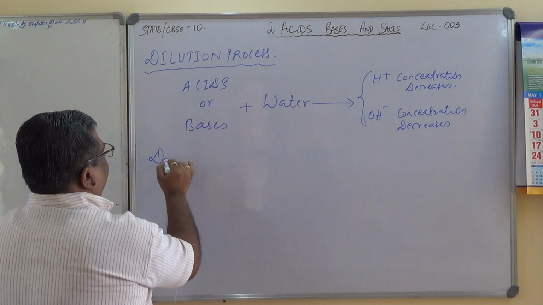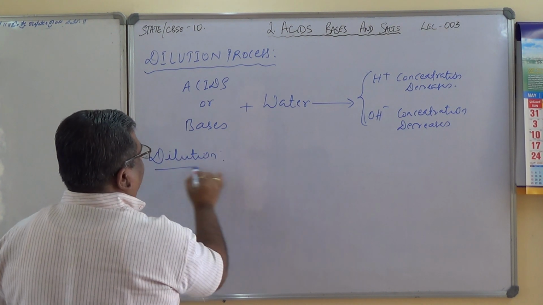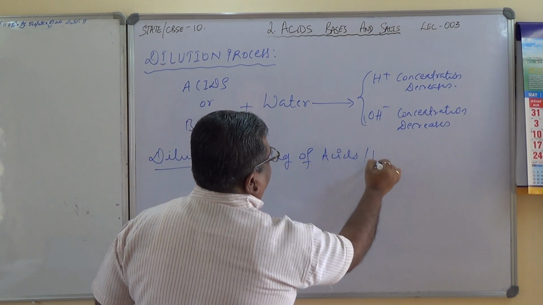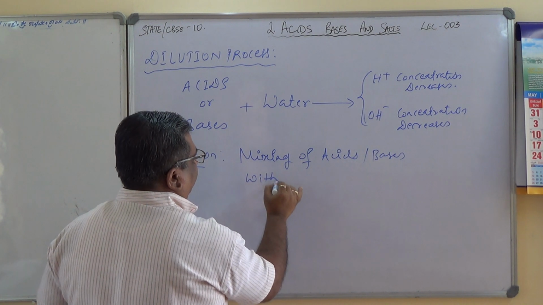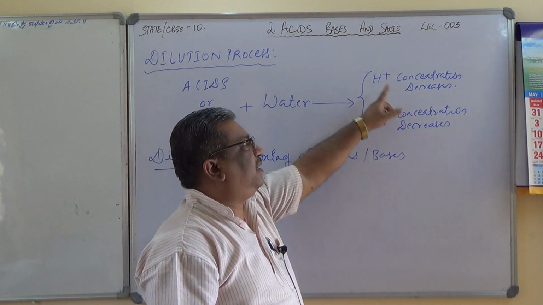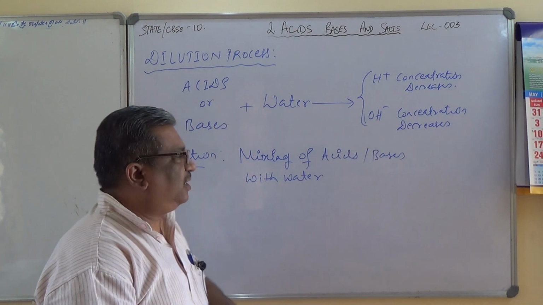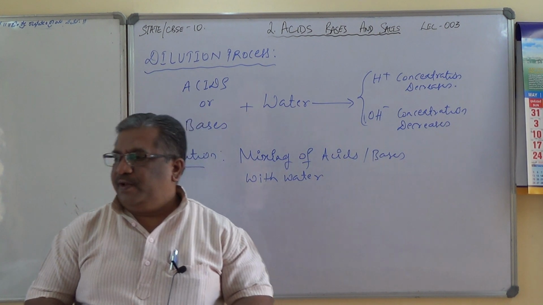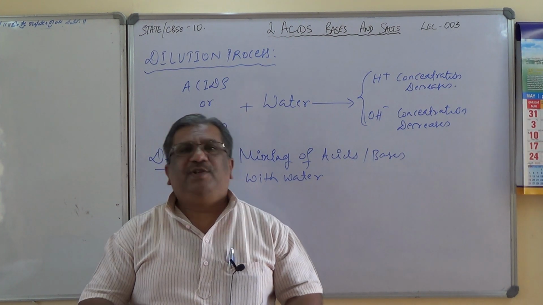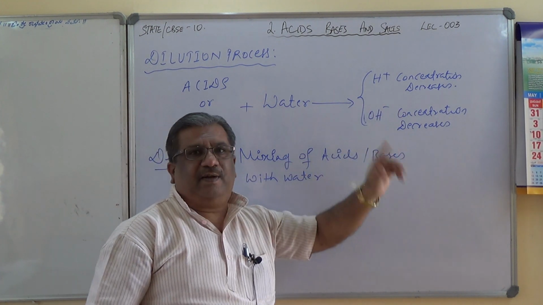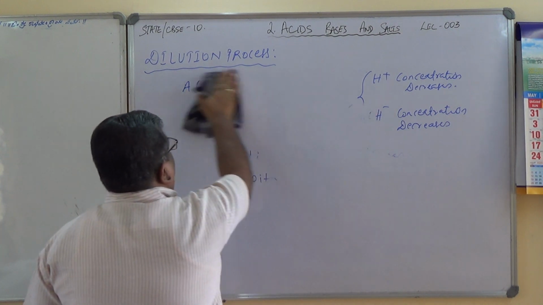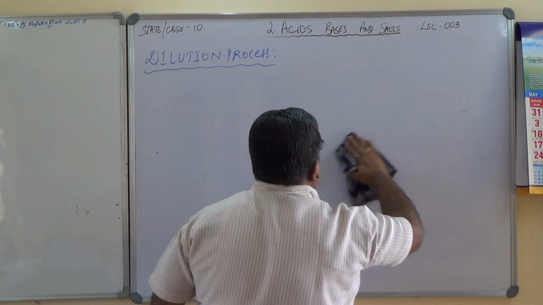So how do you define a dilution process? It is a mixing of acids or bases with water, wherein the decrease in H plus ion concentration or decrease in hydroxide ion concentration takes place, and that process is called the dilution process. The definition goes something like this: the process in which mixing of acid or base with water results in the decreased concentration of H plus ions or hydroxide ions is called a dilution process. I hope you have understood what the dilution process is. Remember, because of the dilution, hydroxide ion concentration or H plus ion concentration decreases.